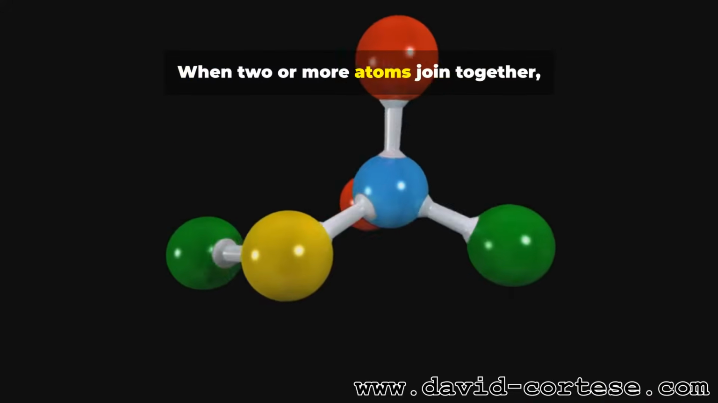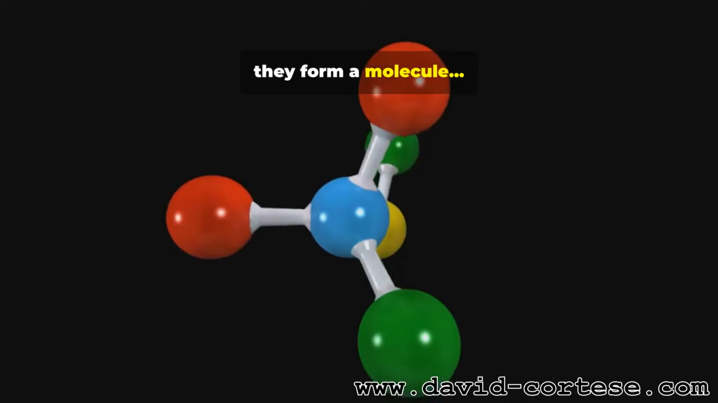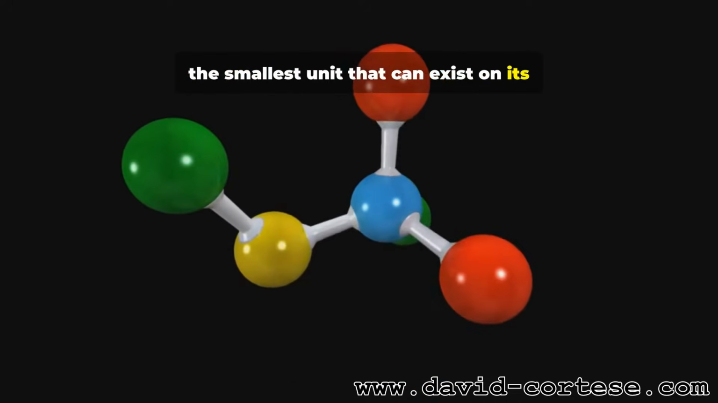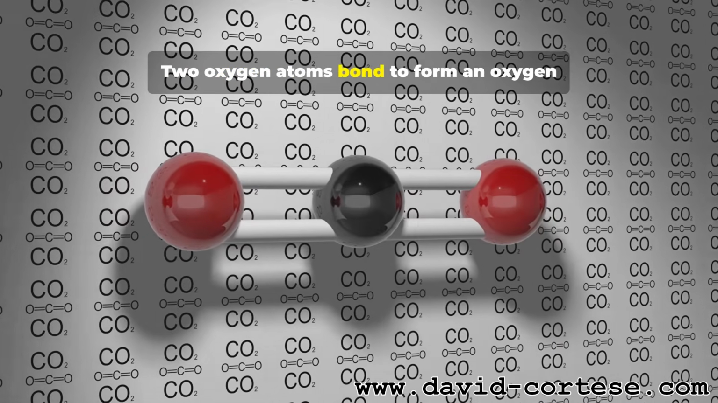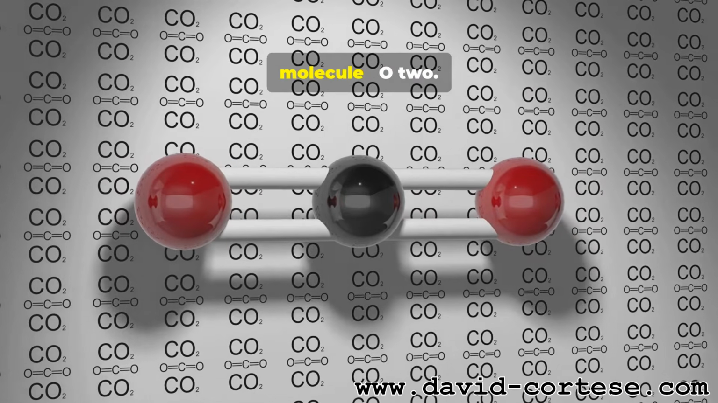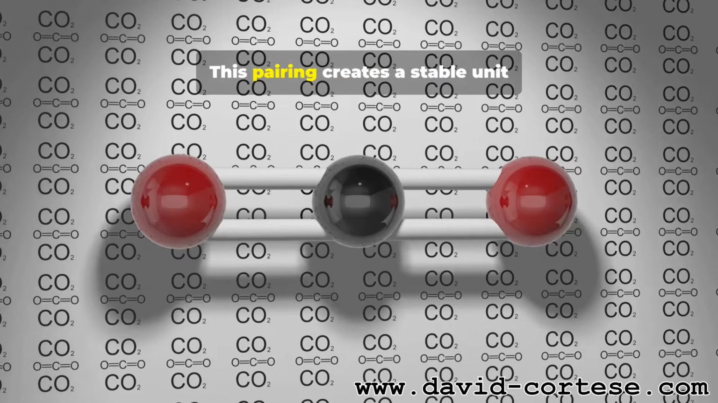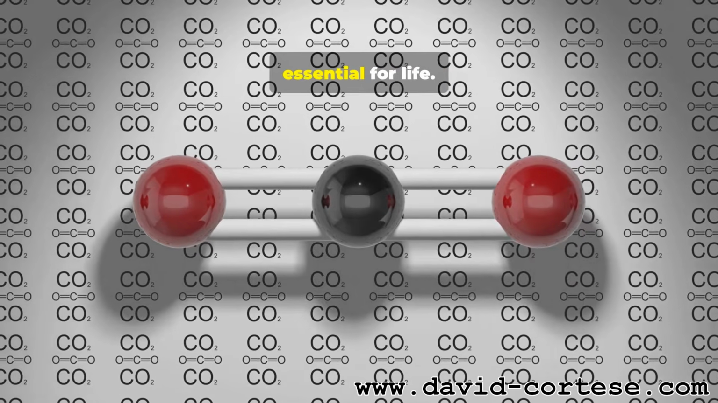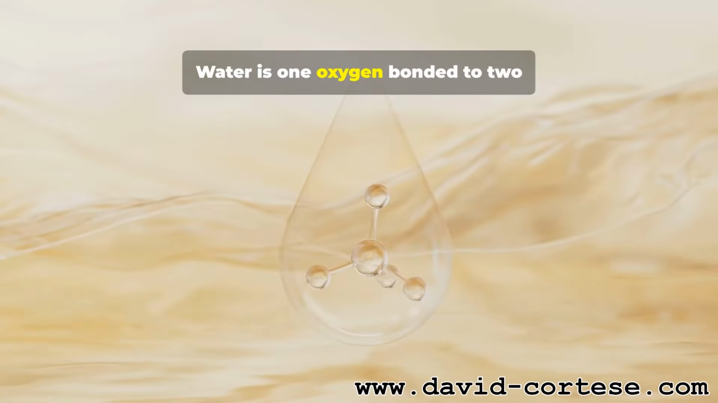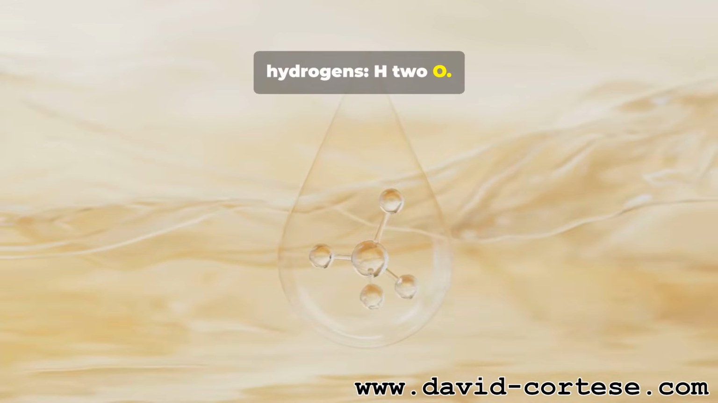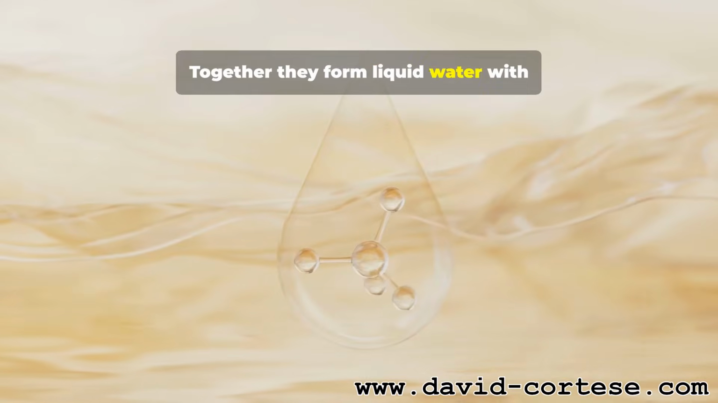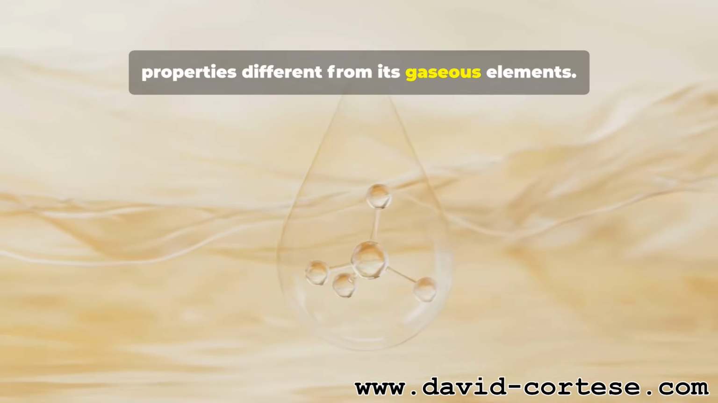When two or more atoms join together, they form a molecule, the smallest unit that can exist on its own and still retain chemical properties. Two oxygen atoms bond to form an oxygen molecule, O2. This pairing creates a stable unit essential for life. Water is one oxygen bonded to two hydrogens, H2O. Together, they form liquid water with properties different from its gaseous elements.